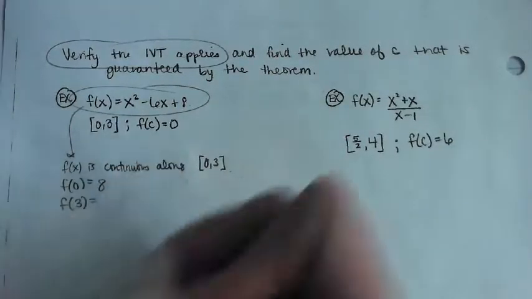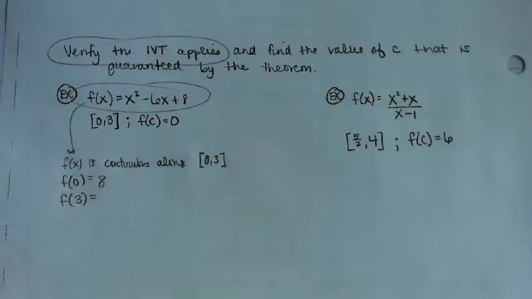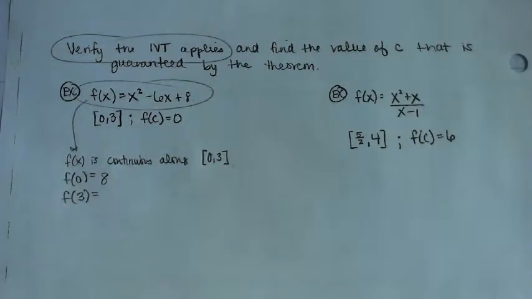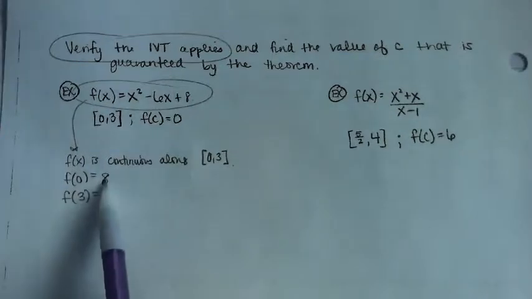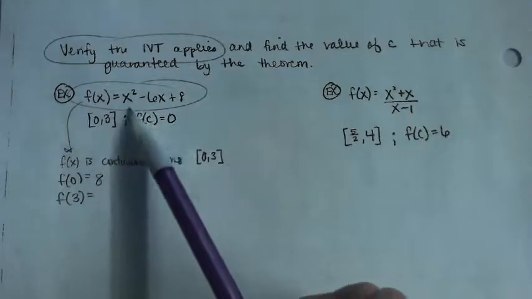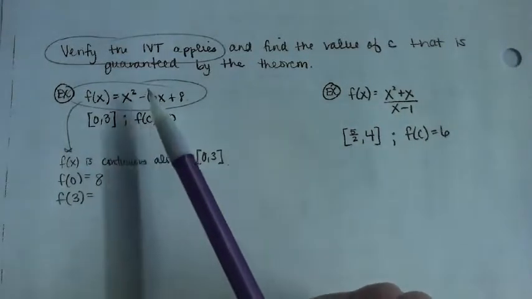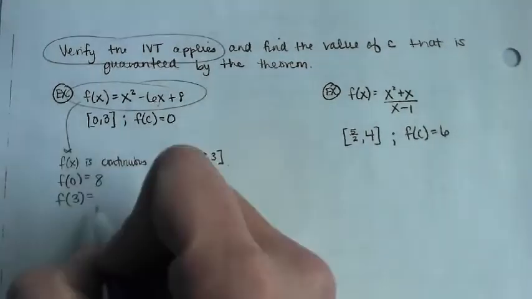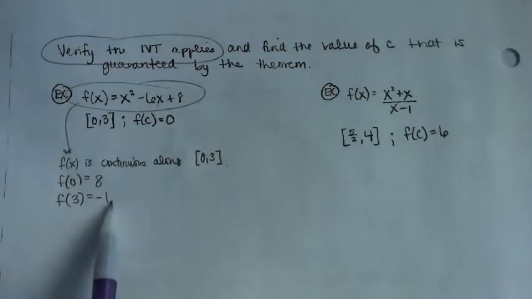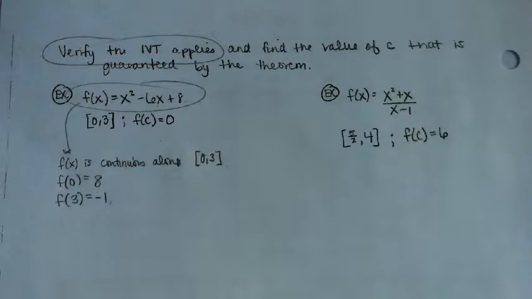f of 3 is going to be, what kind of number do you know without even plugging it in? A negative, right? This one's a little bit different than the other ones. The other one started negative and ended up positive, so we knew we had to cross 0. This one's clearly starting positive, so I would assume that when I plug in 3, I'm going to get a negative number. 9 minus 18 is negative 9, plus 8 is negative 1. Okay, so because it goes from positive to negative, it has to have crossed 0 somewhere.